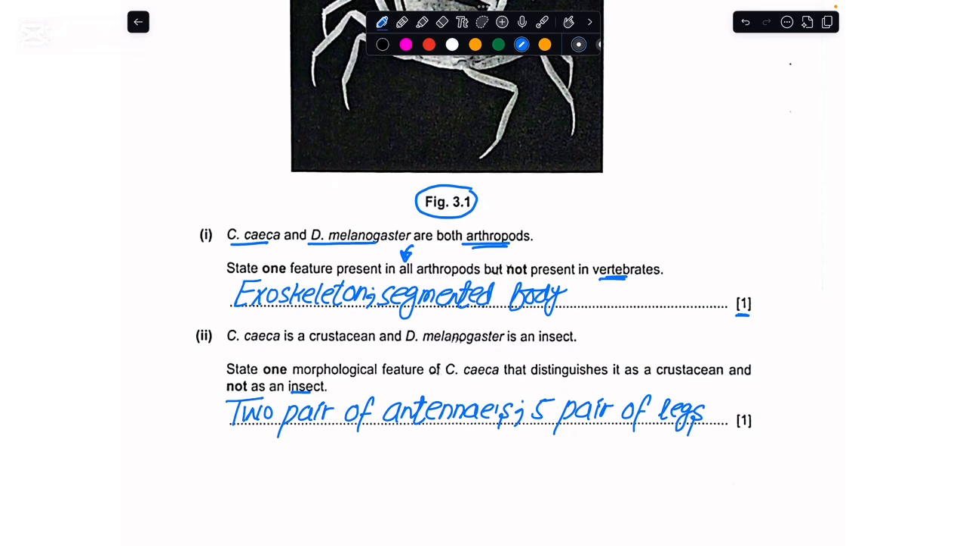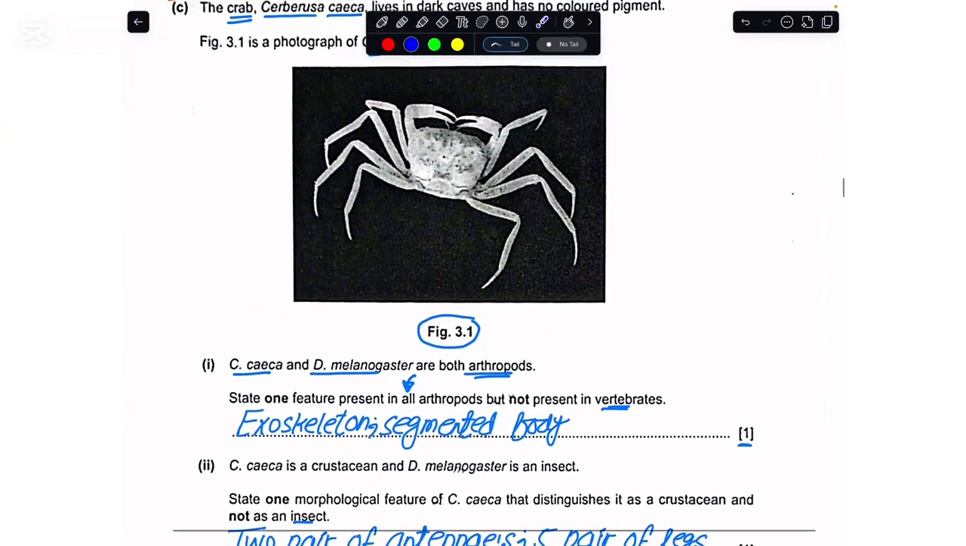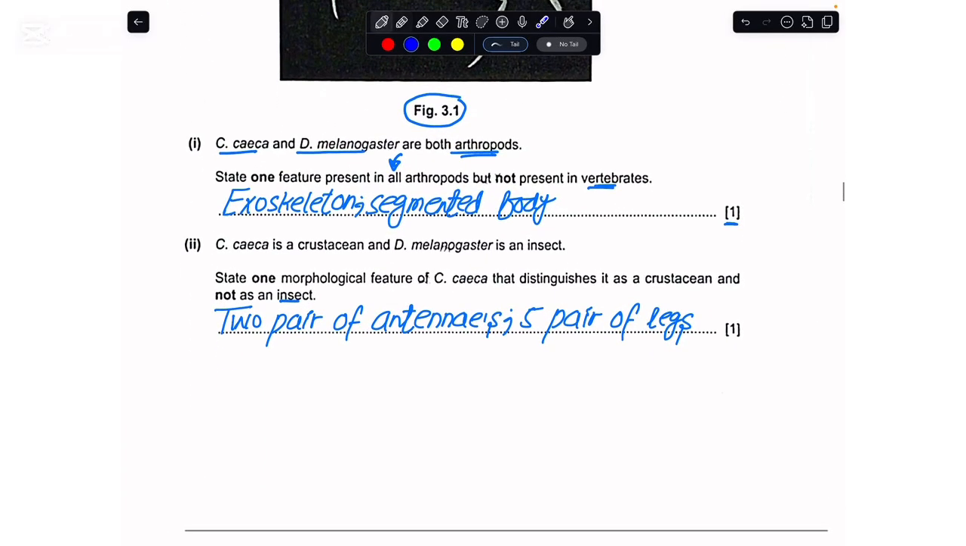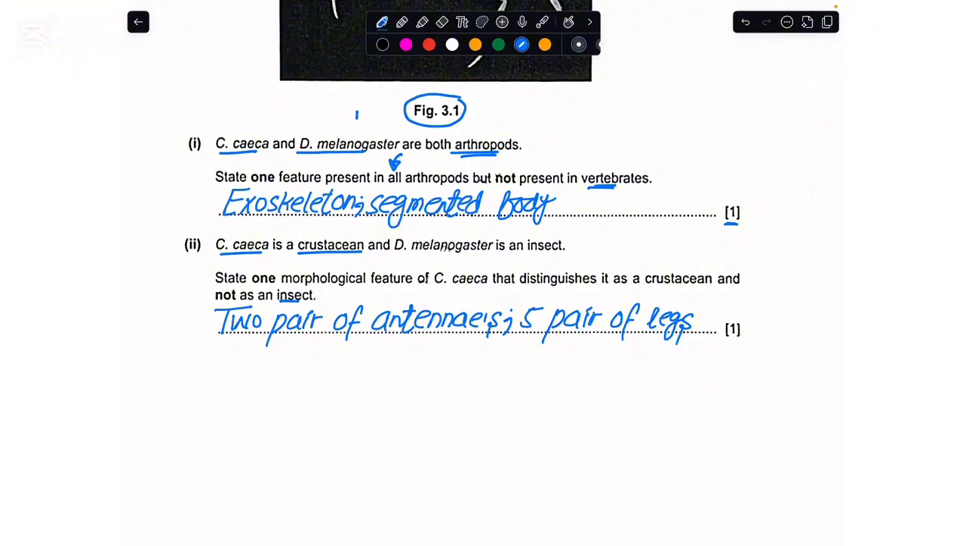So the arthropods, we know that they have a segmented body, and if I just talk about this crab that we have here, it has an exoskeleton. So you can write any point out of it. Now moving onward, what they are saying is that this C. saica is a crustacean and this D. melanogaster is an insect.